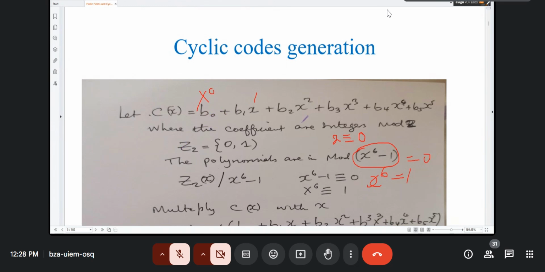Because this is mod x to the 6 minus 1, it means you can have a polynomial with 6 elements. It has 6 coefficients, and these coefficients actually represent the bit 0 or 1.